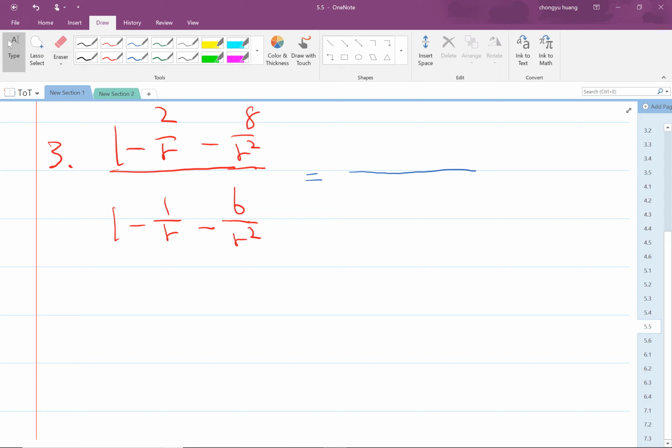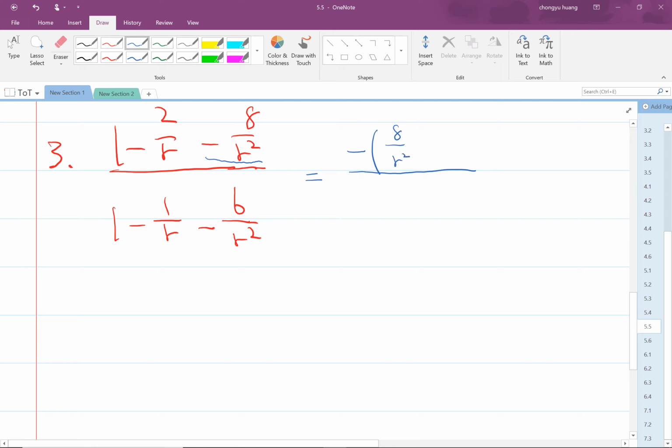On the numerator we've got a negative 8 over r squared, right? We've got a negative. Obviously it cannot be negative if we want to do some factorization, right? So the first thing you have to do is get rid of that negative. And how? You just put all the negative things into a bracket, right?